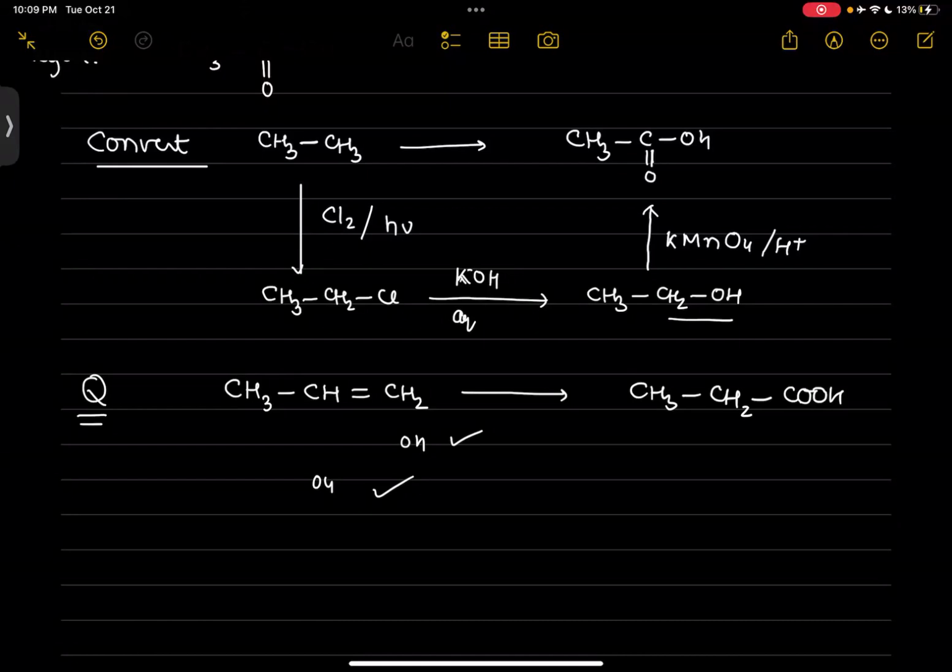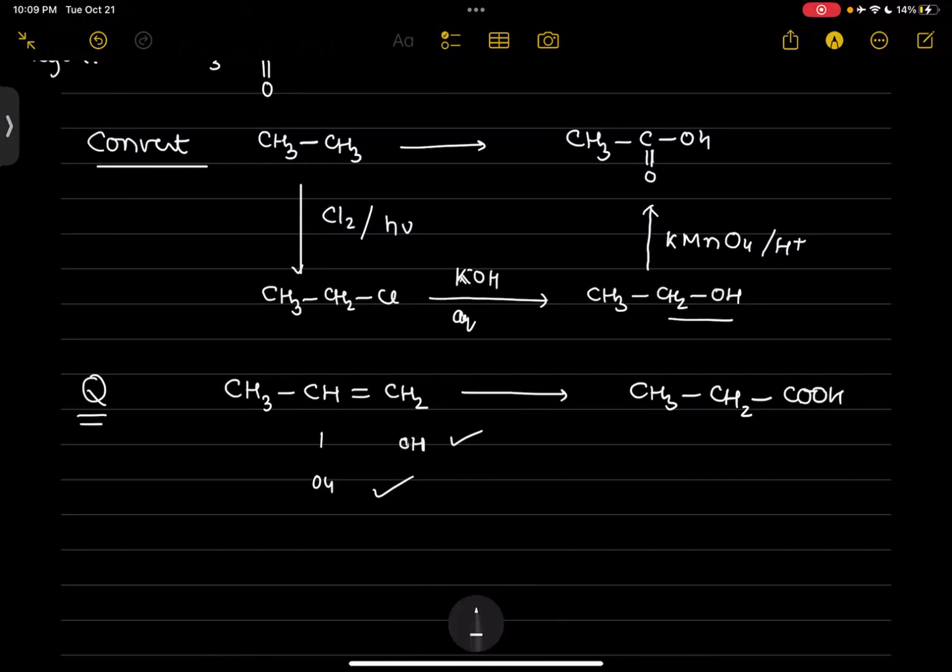You can make it out very easily if you try to look at the product. In the product, where is the COOH? COOH is on the outer carbon. Got it? If COOH is on the outer carbon, carboxylic acid, you must get your OH at that carbon. Got it? Is it clear or not? So you need to get OH here. Very important question from both the chapters.